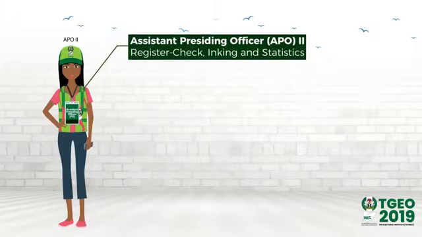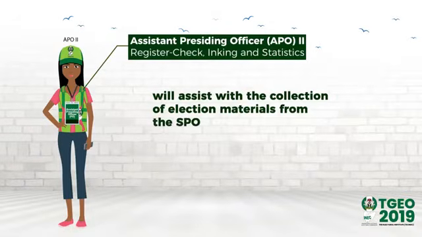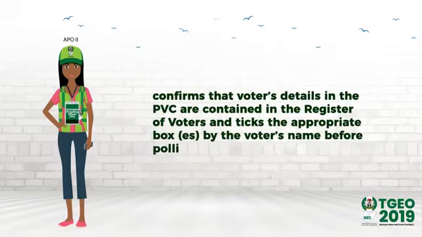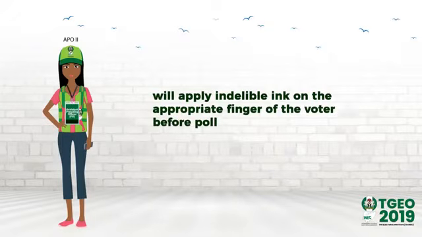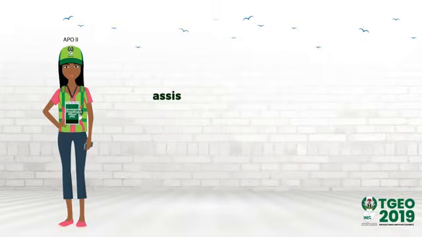Assistant Presiding Officer APO2 will assist with the collection of election materials from the SPO. Will be responsible for the confirmation of voters' details as contained in their permanent voter card (PVC) and the register of voters, and ticks the appropriate boxes by the voter's name before polling. Will apply indelible ink on the appropriate finger of the voter before polling. In charge of completing forms EC40H, PWD Voter Information and Statistics, polling units and voting point.